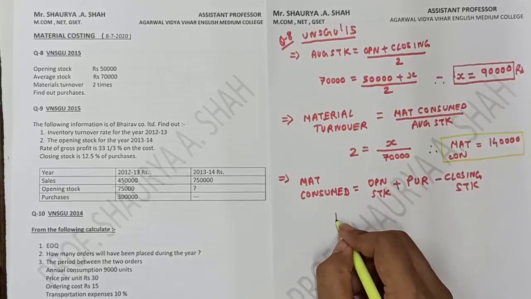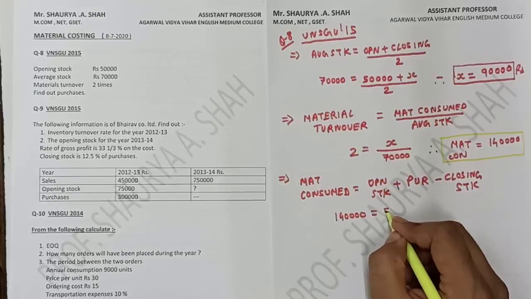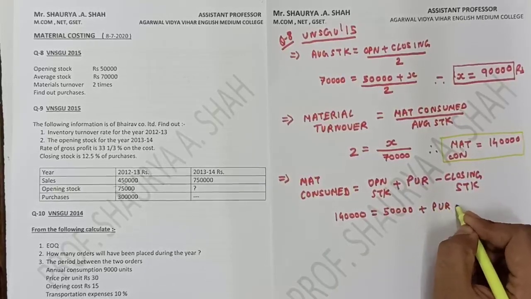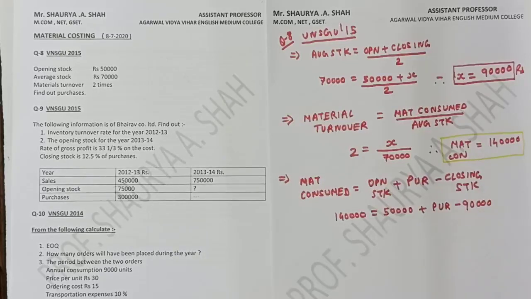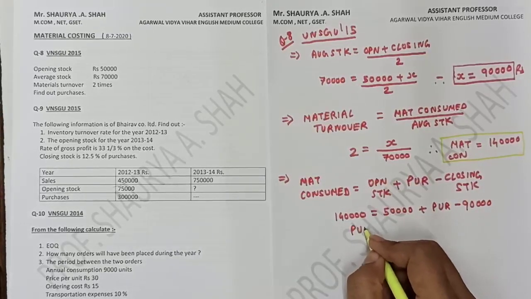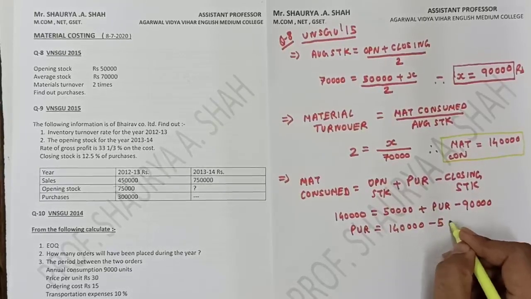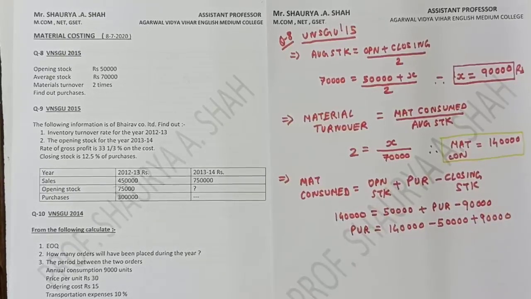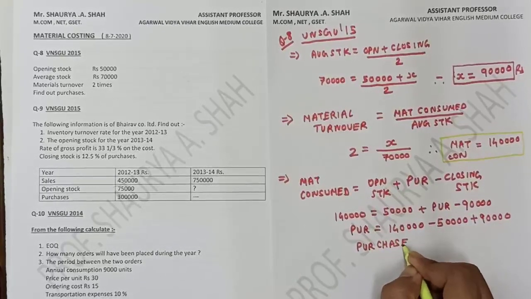Material consumed I have found out, 1,40,000 is equal to opening stock of material 50,000 plus purchase, which I don't know, so I'll put purchase only. Closing stock we have found out, 90,000 rupees, right? So what answer I'll get is purchases is equal to 1,40,000 minus 50,000 plus 90,000. If you solve it, you will get the answer: purchases is equal to 1,80,000 rupees.